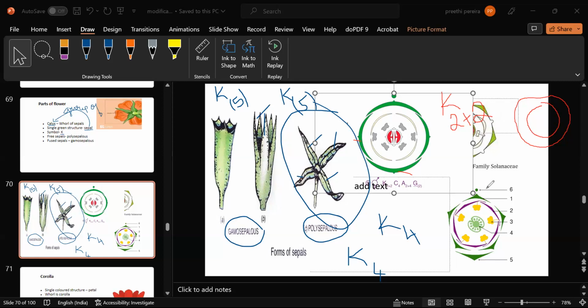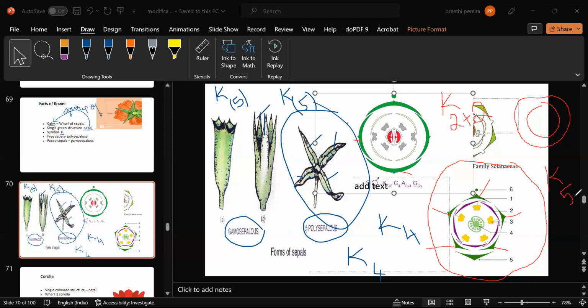Yes, ma'am. Okay. Now coming to this picture. Here, the outermost whorl is the calyx. This is the calyx. 1, 2, 3. This is the bract they are showing. Don't mention this. This is not in your syllabus. 4, 5. So they are in one whorl. So I will write K5. Are they fused? They are free, no? See, the margins are free. So I won't put it in the bracket.